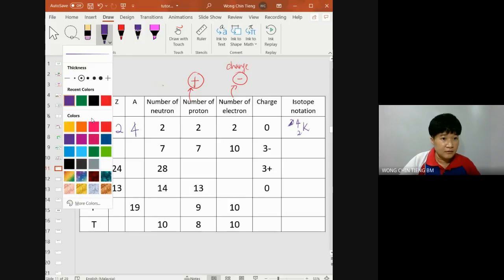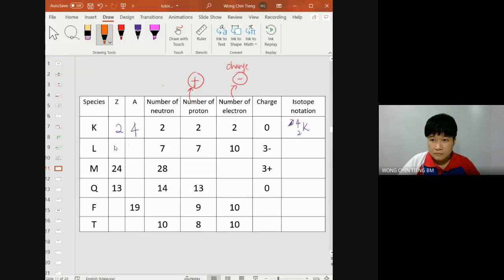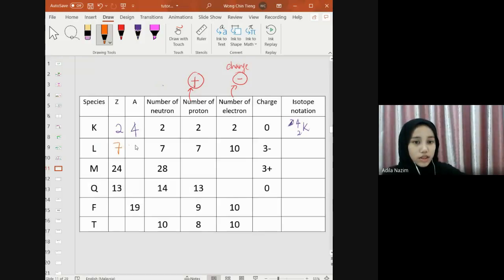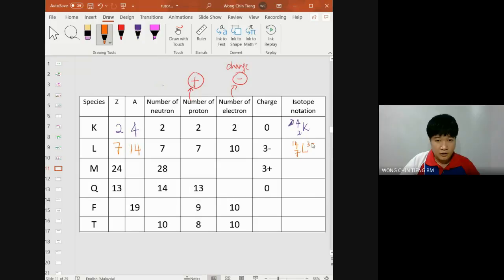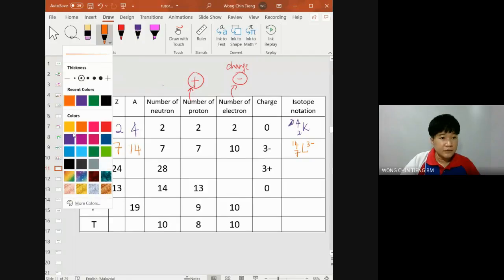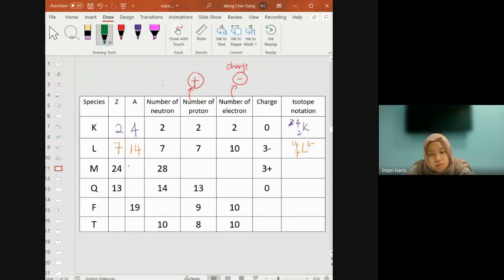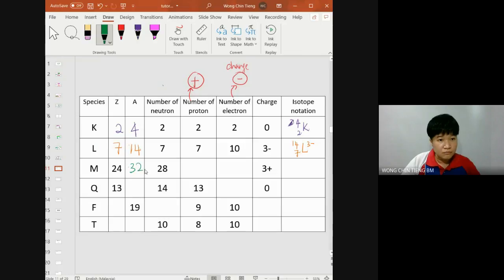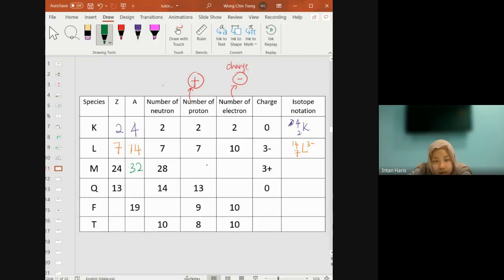Adila? Spesies kedua? 7, 14. 14, 7, L, 3 minus. Thank you. Next. Intan Haris? M 32 32. 24. 21 32. Bawah 24, M 3 positif.